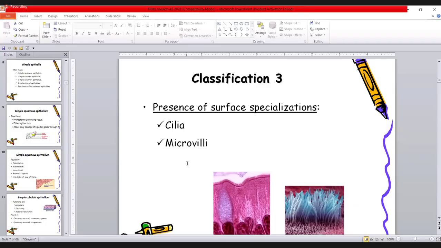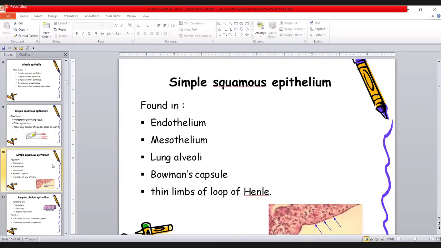Where else? Quickly, quickly. What lines the peritoneum, like that? Pleura. Lining of peritoneum, pleura. Do you get simple squamous epithelium? Yes, in the form of mesothelium. Yes, mesothelium. So those are the places where you find the simple squamous epithelium.